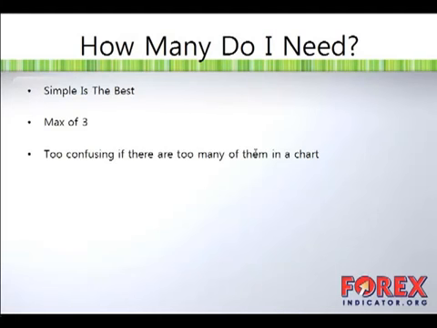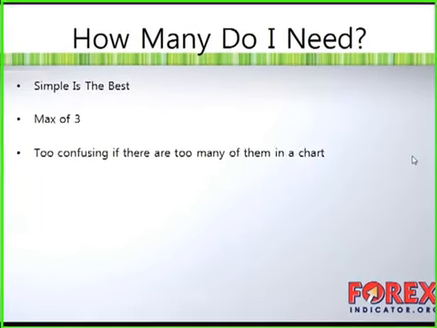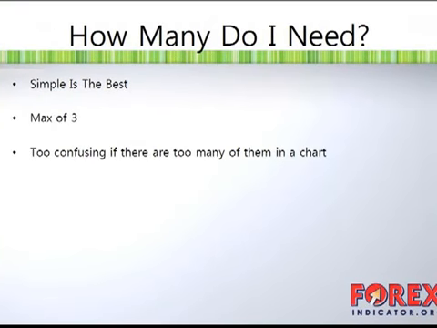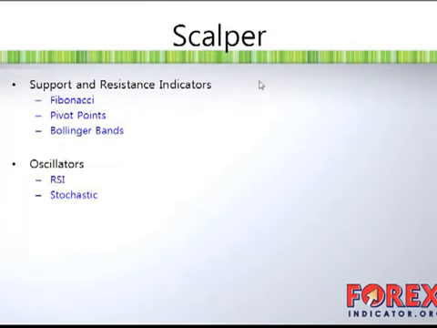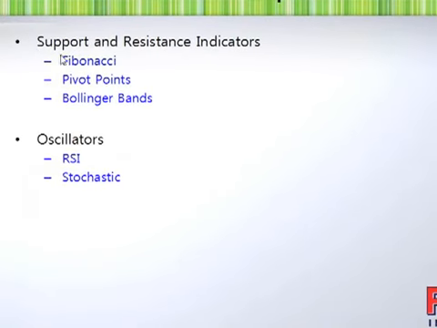Okay, so now I will go through with you the different types of indicators that you need, based on strategy. First, let's say that you're a scalper. A scalper needs a certain set of indicators. For a scalper, basically you need support and resistance indicators like the Fibonacci, the pivot points, and Bollinger Bands. Using these 3 indicators doesn't mean that you have to use all 3. You can use any 2.